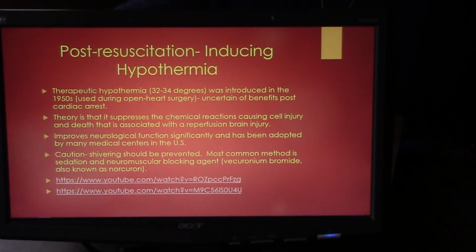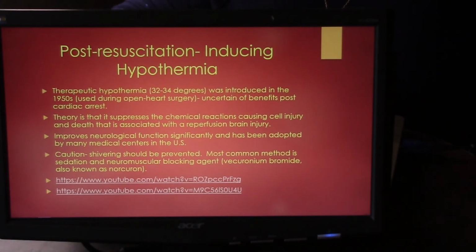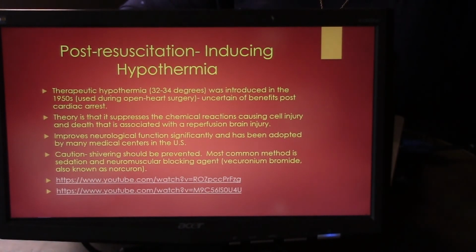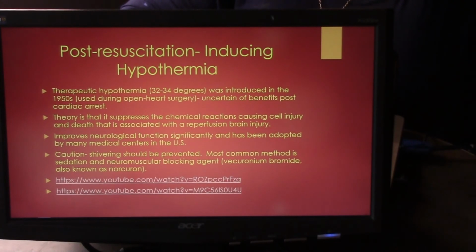Post-resuscitation measures include therapeutic hypothermia to 32 to 34 degrees. That was introduced in the 1950s, and it was used also during open heart surgery. It was uncertain then of the benefits post-cardiac arrest, but it does really provide neurological protection in those patients who are resuscitated, who do not wake up, who remain comatose. It does help to suppress the chemical reactions that cause cell injury and death that are associated with reperfusion brain injury. And the research on that is remarkable. The outcomes are remarkable.